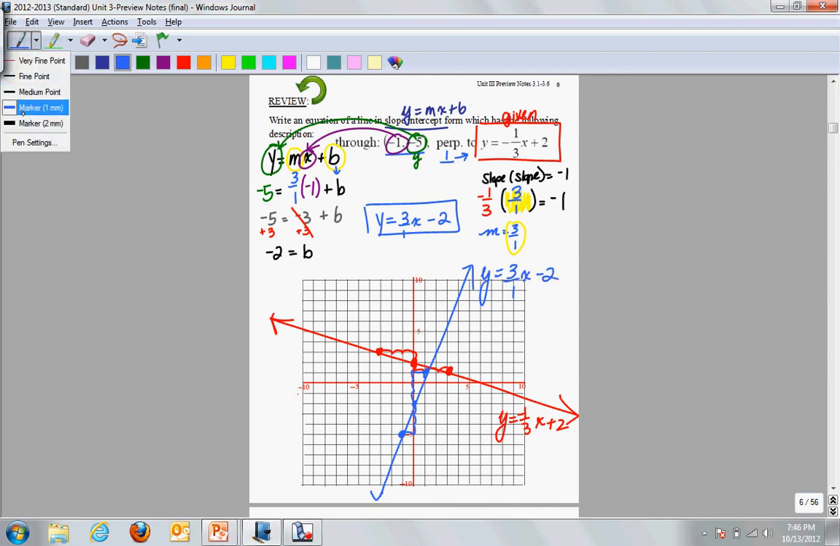Let's see if we satisfied both of our requirements. Yes, it is obviously perpendicular, and (-1, -5), look, there's the point. It goes through it, (-1, -5).